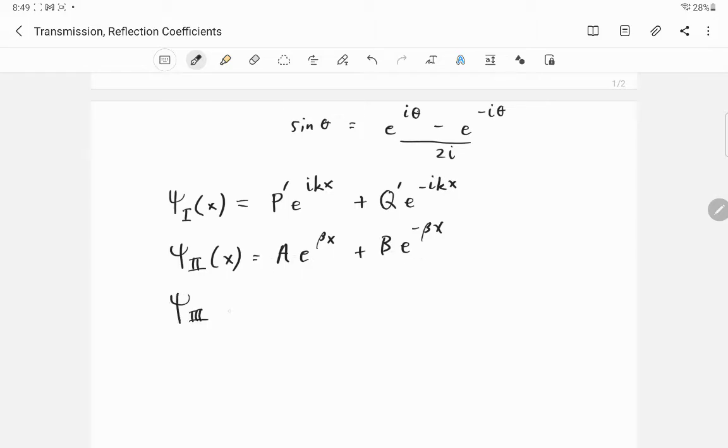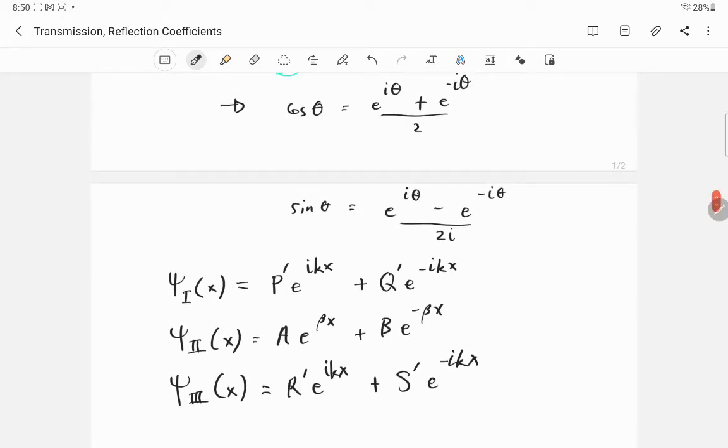And then psi 3 of x is, so I used r and s, so I'm going to use r prime e to the I kx plus s prime e to the minus I kx. So I just rewrote the wave functions using Euler's formula.